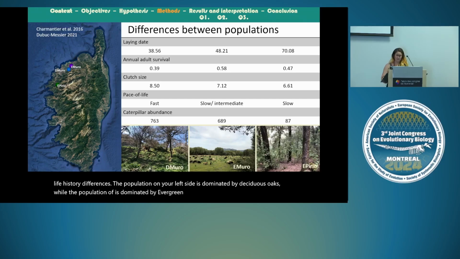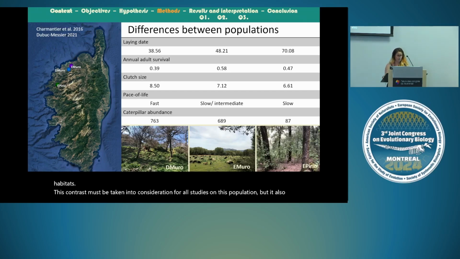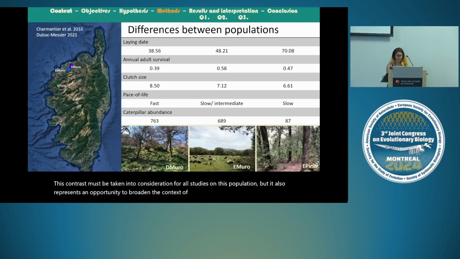The birds from D-Muro live in a richer habitat, lay earlier, lay more eggs each year, and have a faster pace of life than birds that nest in evergreen habitats. This contrast must be taken into consideration for all studies on this population, but it also represents an opportunity to broaden the context of our study.